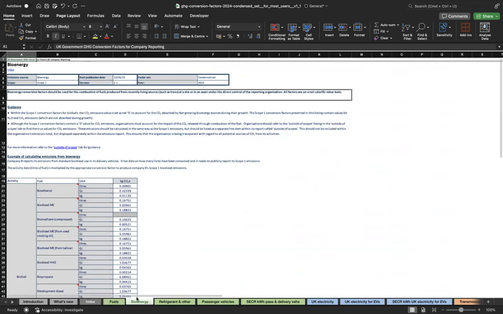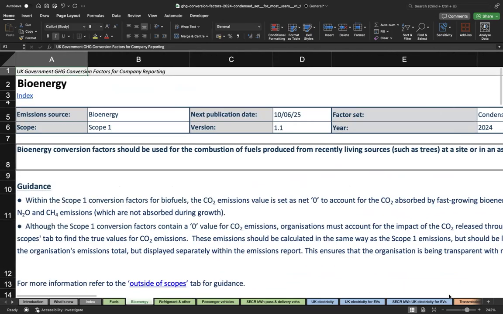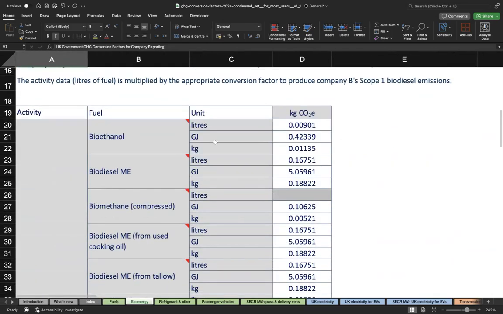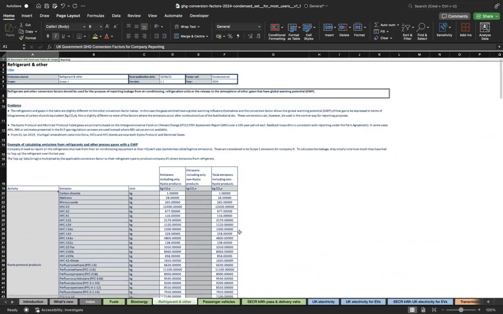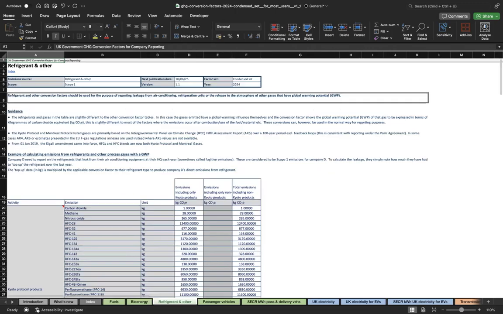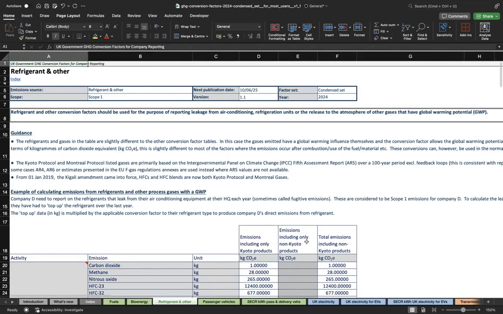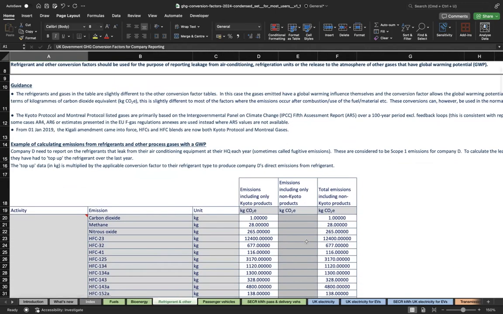If I am having bioenergy, so I am getting biochar, right? Bioenergy is biochar, kind of stubble burning, right? In that case, this is the sheet which I will be referring to. Of course, here gigajoules or mass or liters I can use. Refrigerant and other data is also provided. This is mostly Kyoto Protocol based. This is what GWP, all this is GWP, right? Global warming potential.